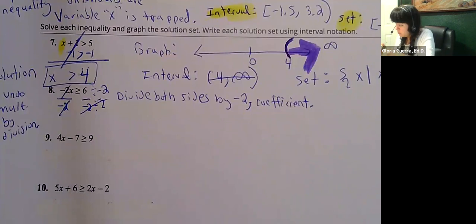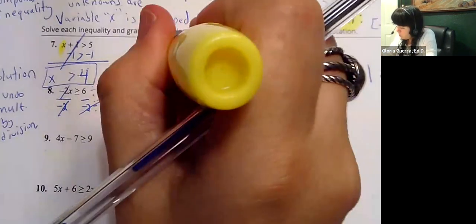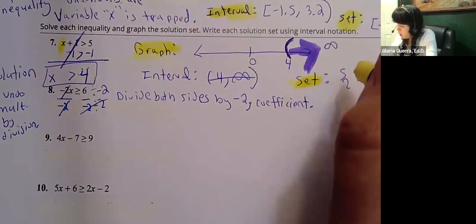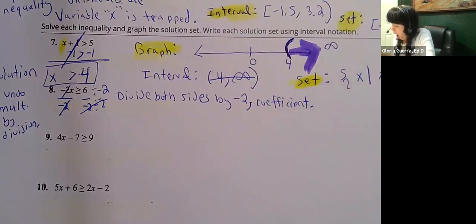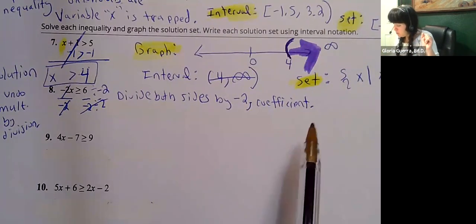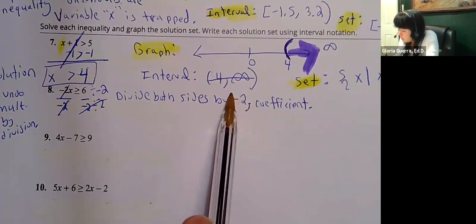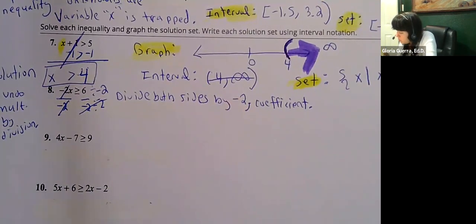So you have your graph. Graph and set. What are we missing on this one? Oh, the interval. I wrote this here, but that doesn't look like the interval. It is from 4 to infinity, shaded forever in the positive direction. Okay.